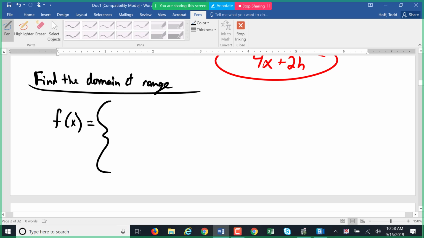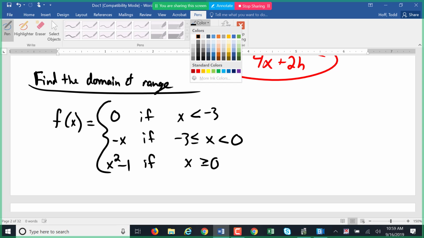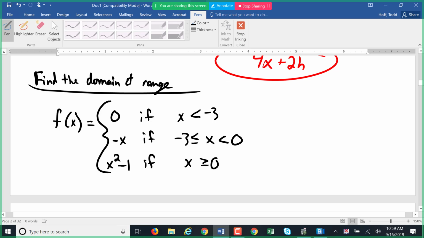f of x equals 0 if x is less than negative 3, equals negative x if negative 3 is less than or equal to x, or less than 0, and it equals x squared minus 1 if x is greater than or equal to 0. To me, it's often easier to graph these out to define the domain and range. So let's do that.